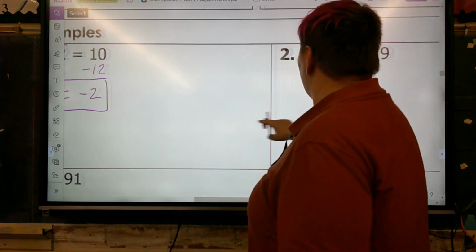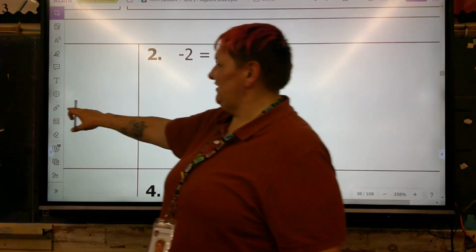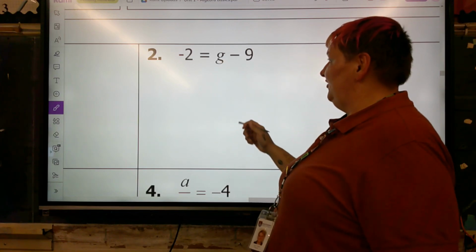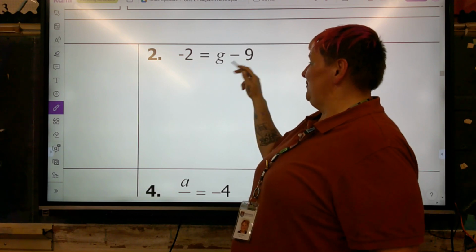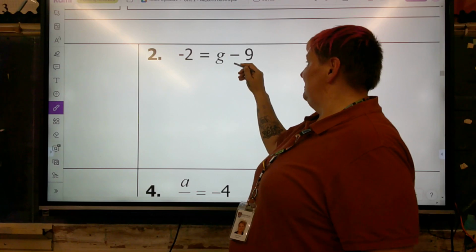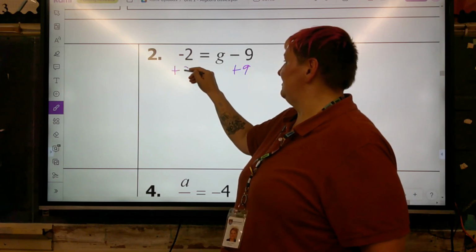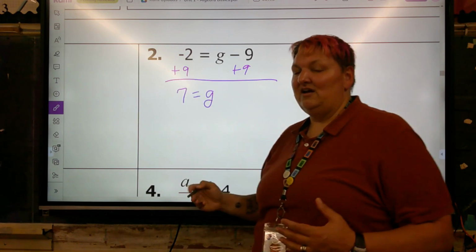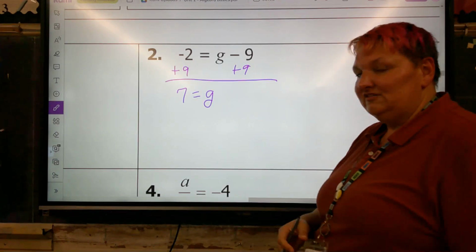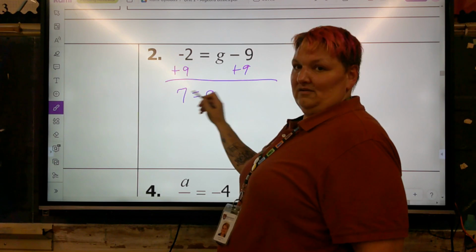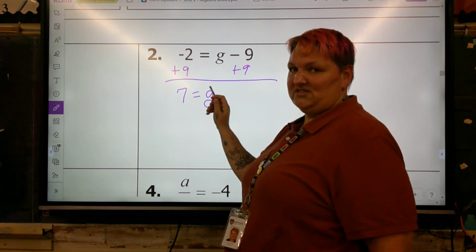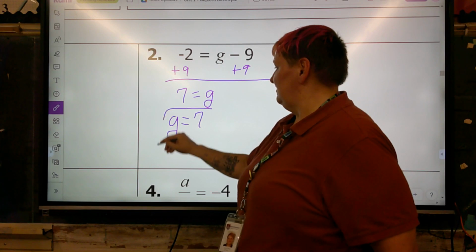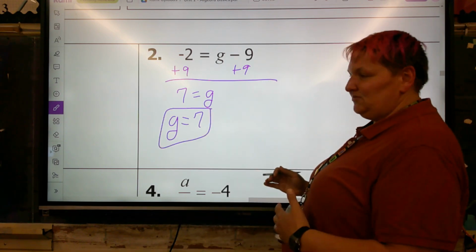Alright, so again, it doesn't matter what order they lay stuff out in, your job is to get the variable by itself. So let's get the variable by itself by getting rid of this negative 9. We're going to add 9 to both sides. This is going to give you 7 equals g. And remember what I said, I prefer the variable on the left, the numbers on the right. So the symmetric property says we can flip these without changing anything. So g equals 7 is your answer. Variable on the left, numbers on the right.